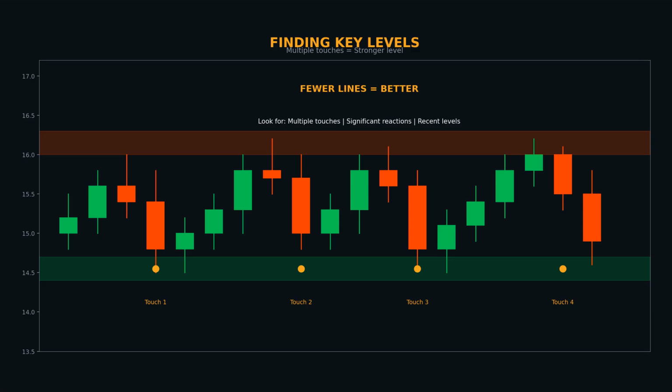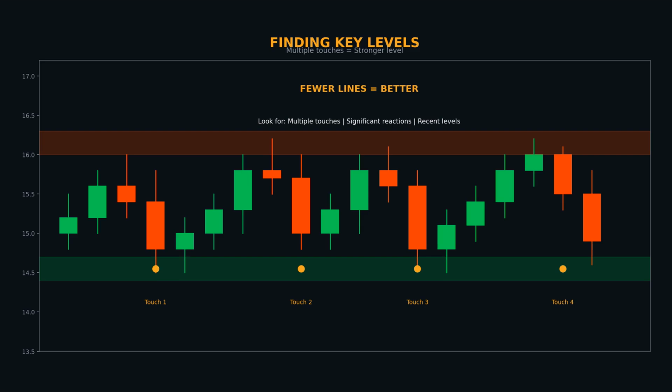Now, here's where most beginners make their first mistake. They open a chart and start drawing lines everywhere. Every minor swing high gets a line. Every minor swing low gets a line. And suddenly the chart looks like a spider web. You can't see anything useful because there are lines everywhere. Here's the rule: less is more. You want to find the major levels, the ones that really matter, not every little bump and wiggle.